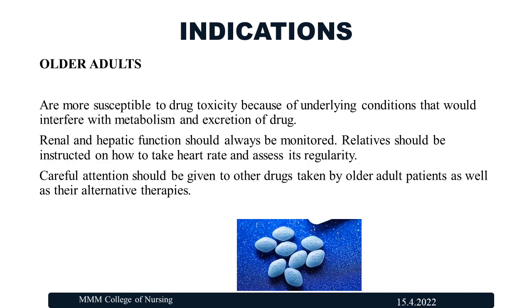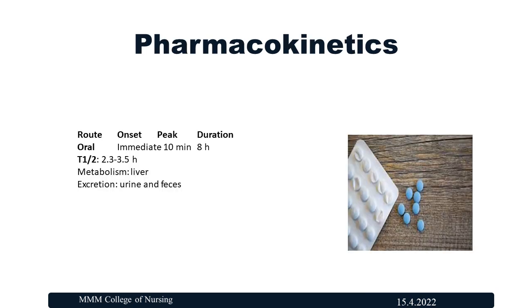Older adults are more susceptible to drug toxicity because underlying conditions interfere with the metabolism and excretion of the drug. Renal and hepatic function should always be monitored. Careful attention should be taken with other drugs. Pharmacokinetics: the onset is immediate, with peak at 10 minutes. It is metabolized in the liver and excreted through urine and feces.